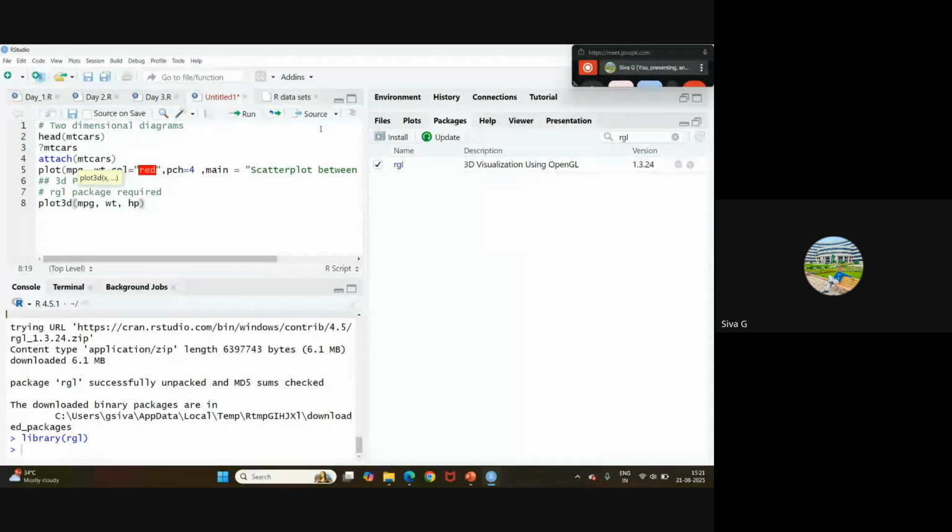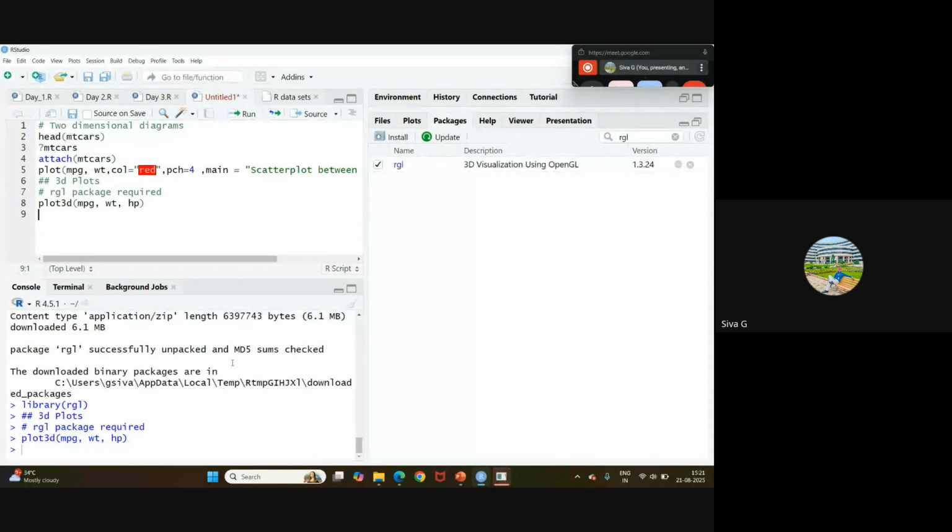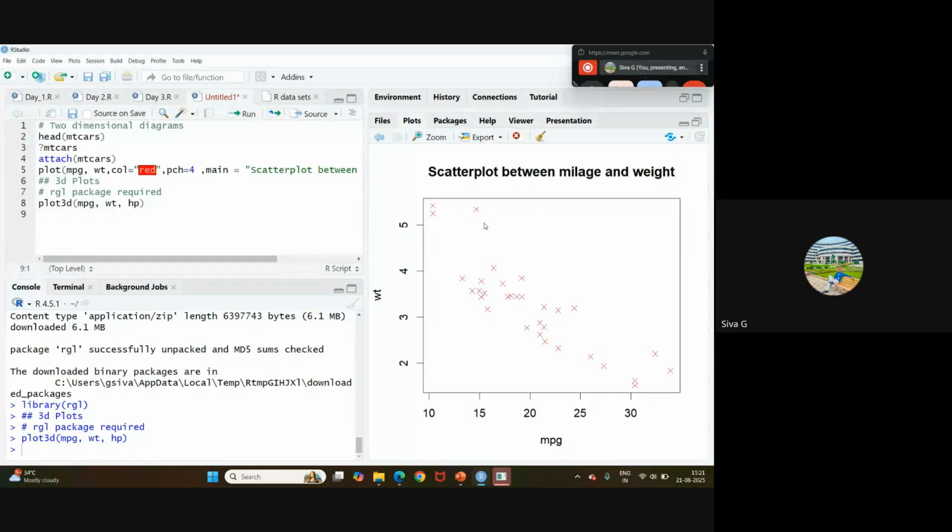If I run this one, yeah, the code is executed: plot3d MPG, weight, horsepower. The command prompt is showing, but the output is not showing here. You can go to the plots tab, and there is only a two-dimensional plot. Where is the 3D diagram? Many of our students will raise this question. If we are teaching any labs, they will ask, sir, we drew the diagram, but the 3D is not showing.